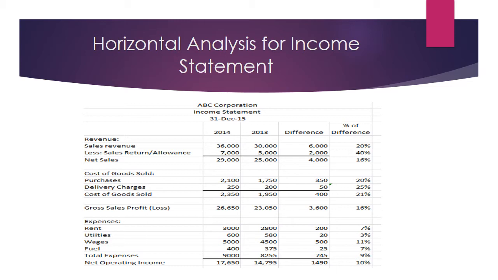So if I was an analyst, and if this was my company, and I was looking at it, I would go for the ones that increased the most. For instance, I see 40% over here for sales return allowances. Well, what's causing that? That would make me think that's something we need to dig into, because that percentage is pretty high as compared to all the other increases. So that'd be something I'd want to investigate.